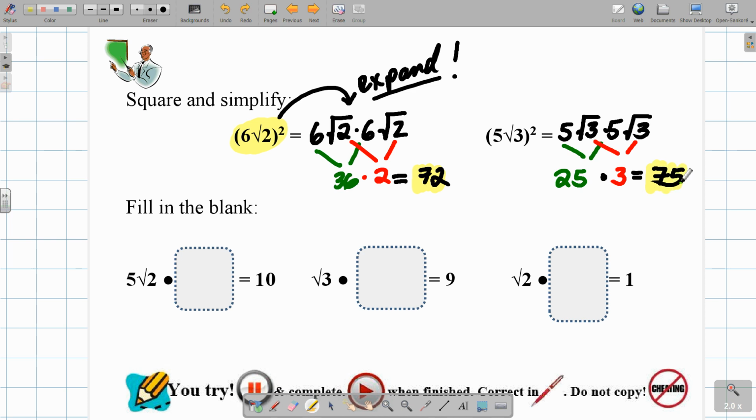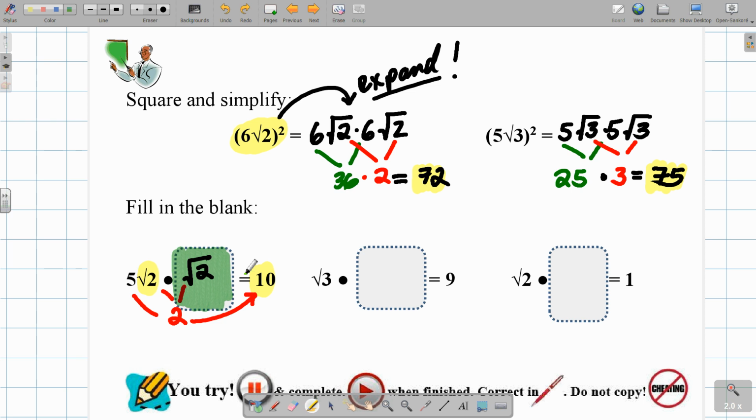Then using these patterns, you have to be able to think backwards. For example, 5 root 2 times what is 10? We know we have to get rid of that radical. Why? There's no radical over here. The only way you get rid of that root 2 is timesing by another root 2. Watch what happens. Root 2 times root 2 is 2. 5 times 2 is 10. So what goes in this box is simply root 2.